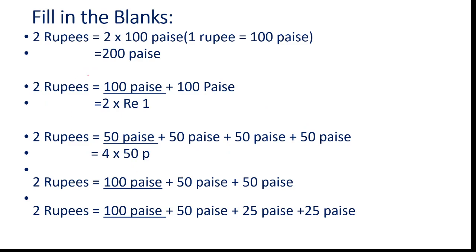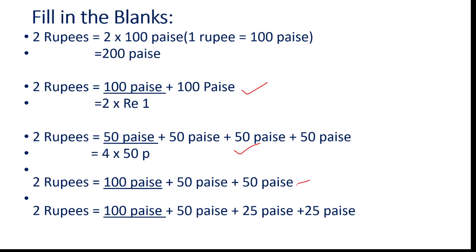Now here we have 2 rupees. So this is your fill in the blanks. 2 rupees equals 200 paise, and here I have written some more ways. You can write in these ways also. So please go through this. 2 rupees equals 100 paise plus 50 paise plus 50 paise. It will be equal to 200 paise.